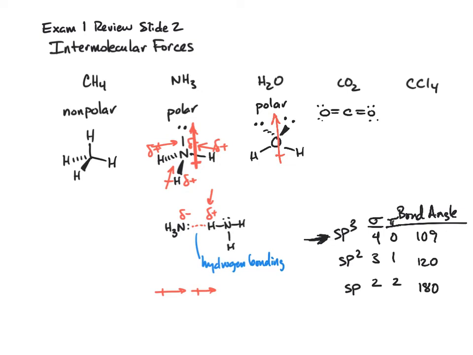So is carbon dioxide polar or nonpolar? So it's nonpolar because you see that we have delta minus, we have delta minus, we have delta plus. Even though each bond has a dipole, collectively they cancel each other out because they're pointing in opposite directions.